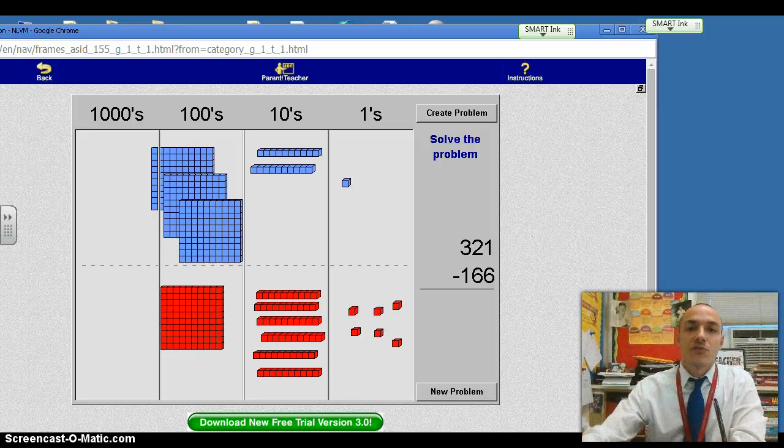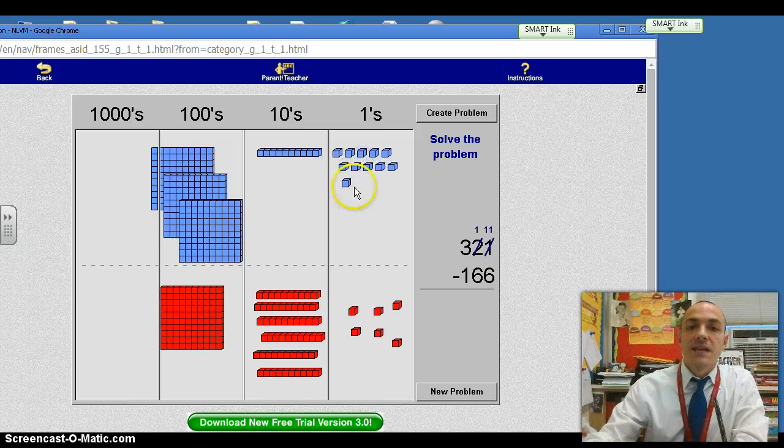So today we're going to look at 321 minus 166. I'm going to come over here to my ones place, and I can see that I don't have enough blue ones to take away 6 red ones. So I'm going to have to come over here to the tens place, and I'm going to have to regroup. And when we regroup, we're just taking a 10 from the tens place to the ones place and splitting it up into ones blocks. So when I drag this 10 over, it splits up into 10 ones.